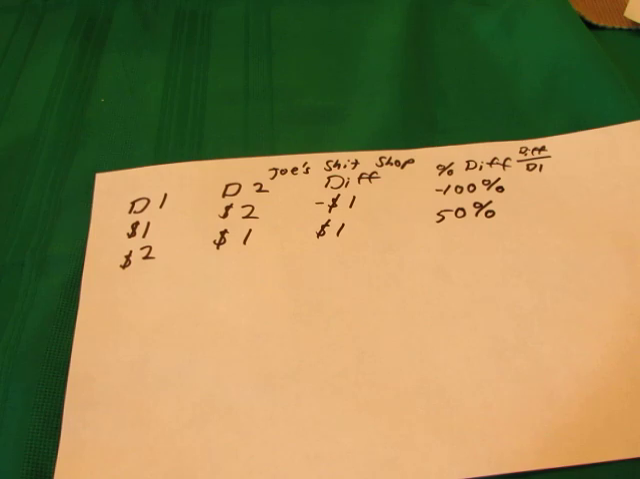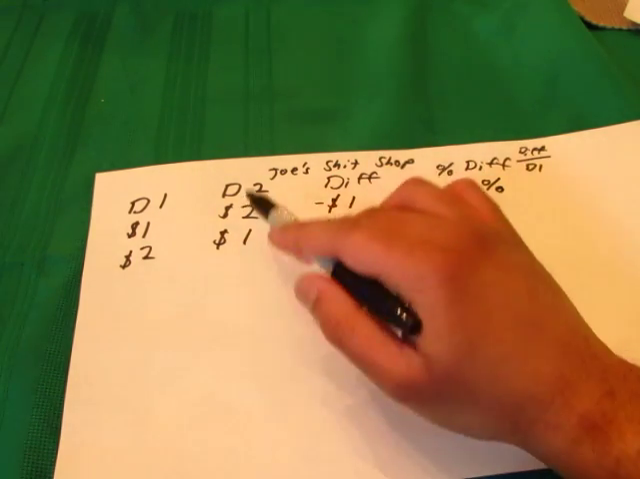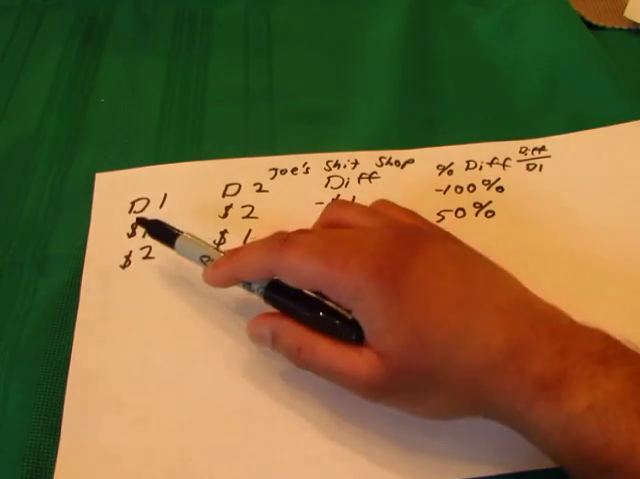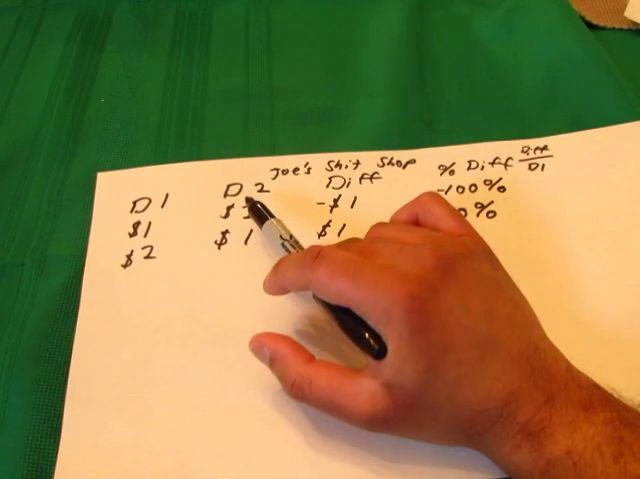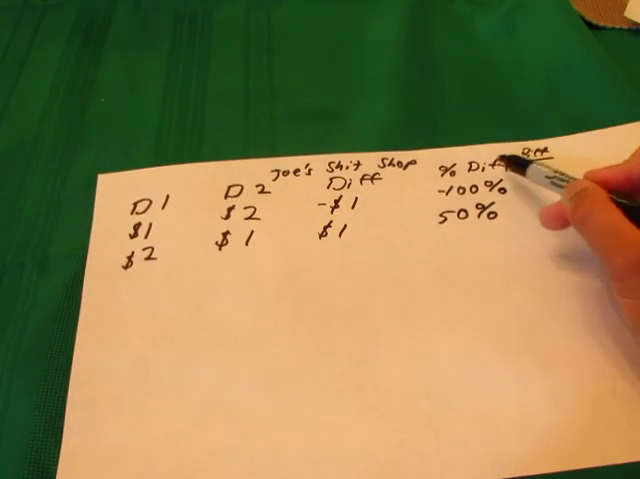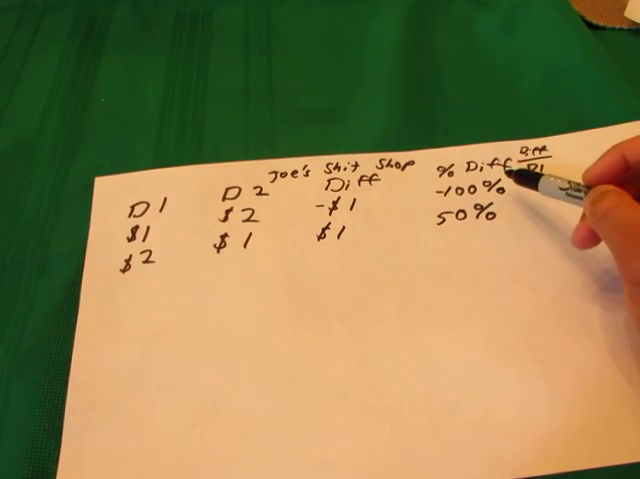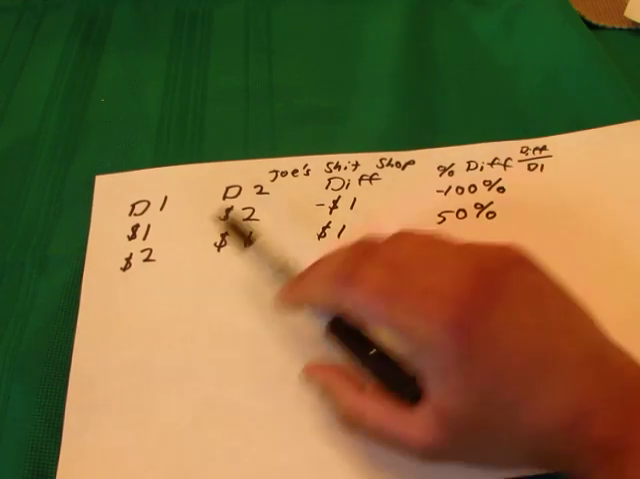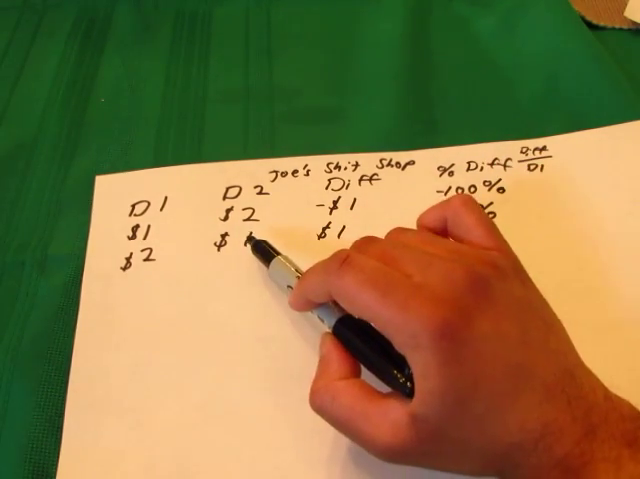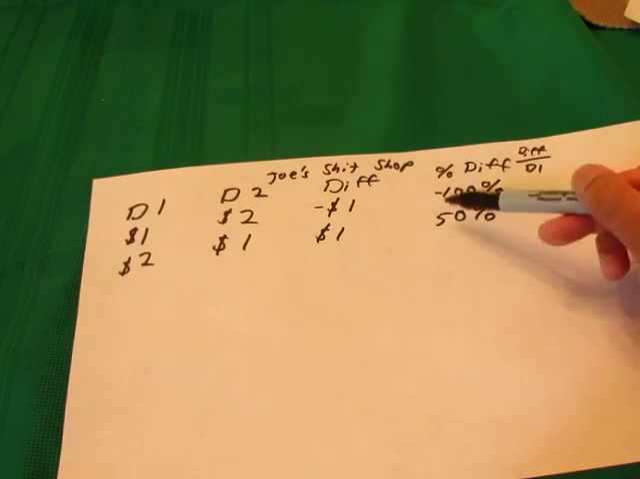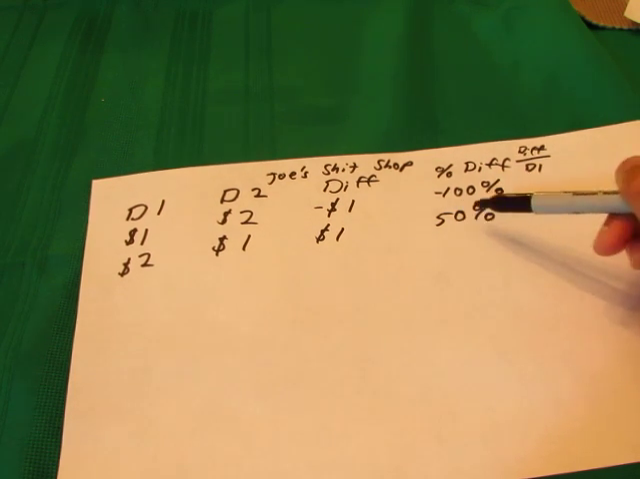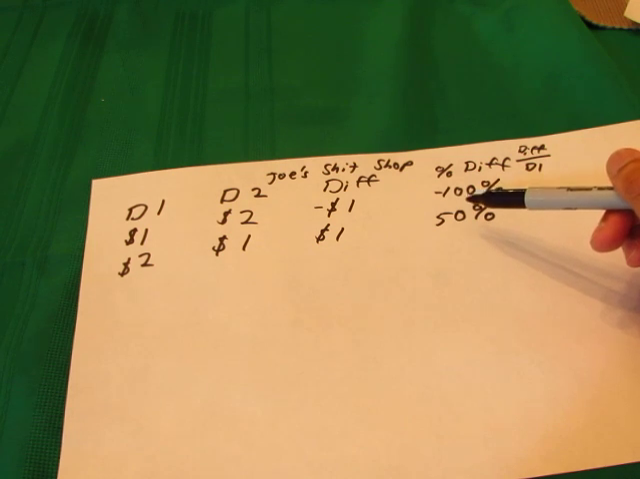Now remember, we were just trying to communicate how different these two databases are. If we have $1 in database 1 and $2 in database 2, then the percent diff is negative 100%. But if we just swap the numbers, the percent diff becomes totally different. It becomes 50%. It's a completely different number.